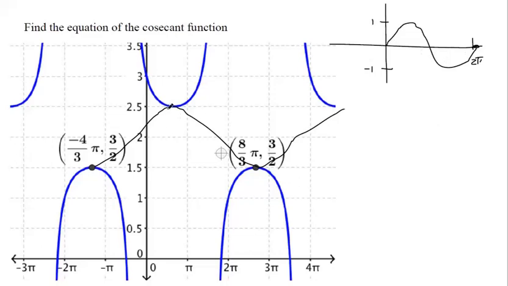We can locate the midline on this graph because the highest point of the black curve is 2.5. The lowest point is 1.5, so the midline has to be halfway between those two. So the midline is here at 2. Okay, so that means the vertical shift on this function is +2.